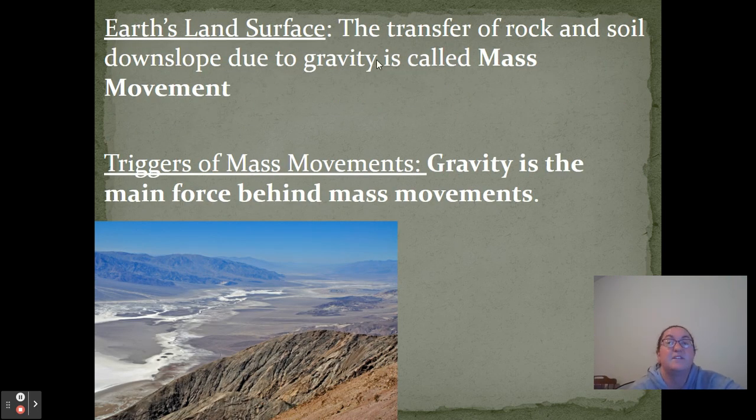Mass wasting on Earth's land surface is the transfer of rocks downslope due to mass movement. There's multiple different things that trigger it, and this can also impact our soils. Gravity is the biggest one. Earthquakes can happen, tornadoes, not so much, but could happen, avalanches, you name it. But gravity is the main force that brings all materials down from the mountains and such.